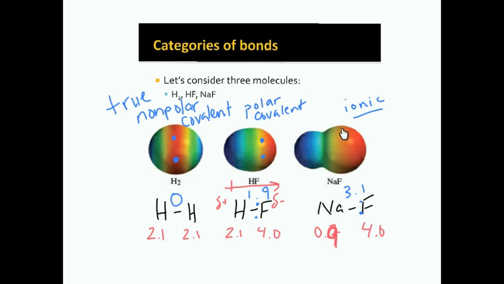When you see this indentation in the density map of electrons, that's pretty much going to assume that it's an ionic character because there's such a separation of charge that it's no longer slightly positive or slightly negative, but it's pretty much all positive on one side and all negative on the other side.